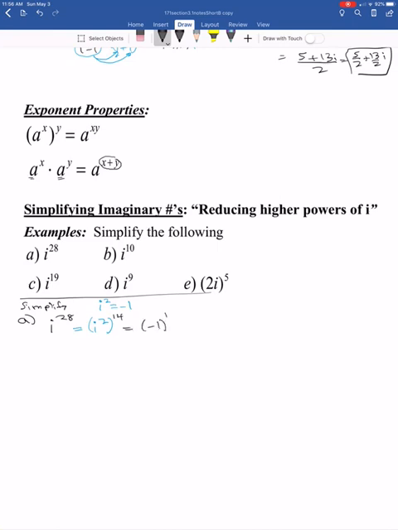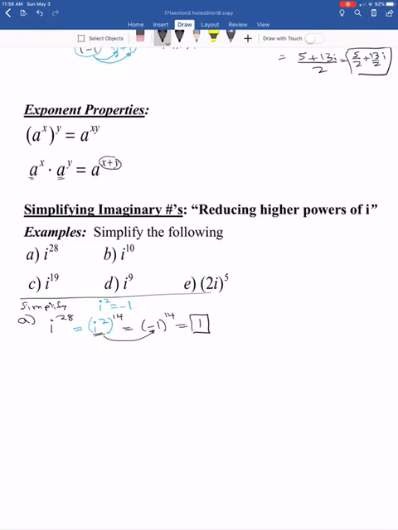Negative 1 to the 14th power, because we know i squared is equal to negative 1. So we can plug that in. And negative 1 to any even power is a positive 1. If it's an odd power, it would be a negative 1. So again, we know rules of exponents. Even power on a negative base gets rid of the negative. 1 to any power is 1. So with that said, we've simplified i to the 28th power. So i to the 28th power is equal to 1.